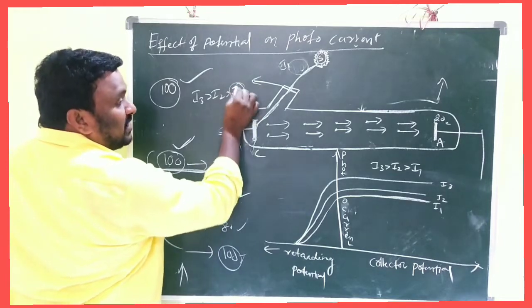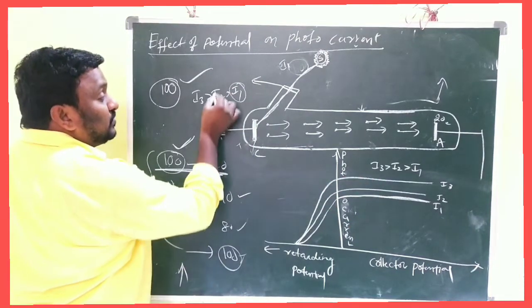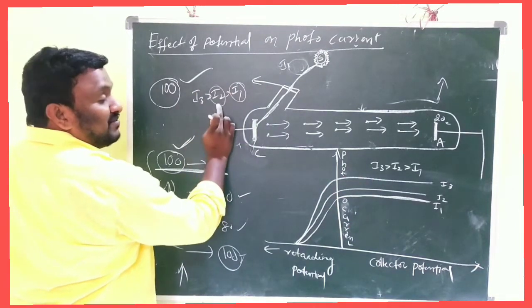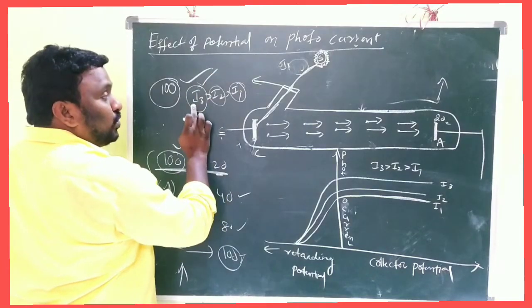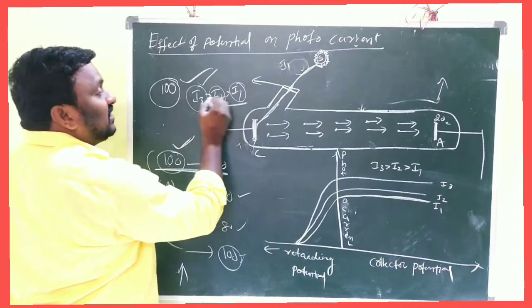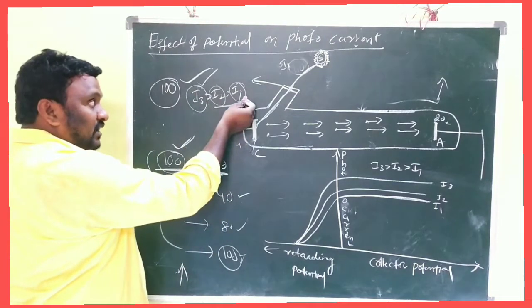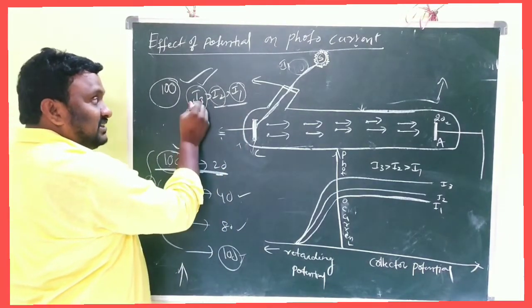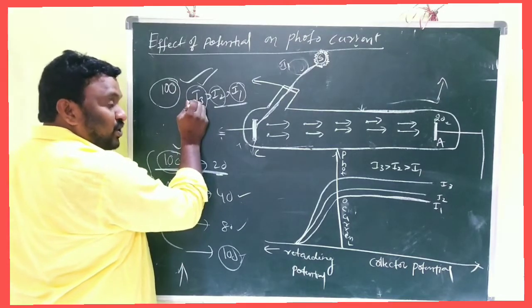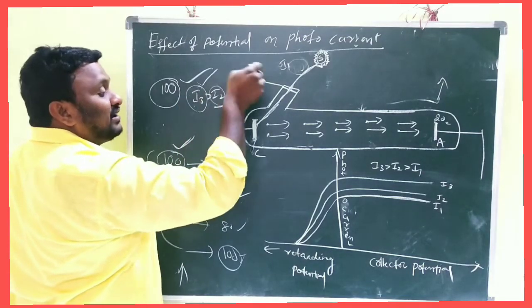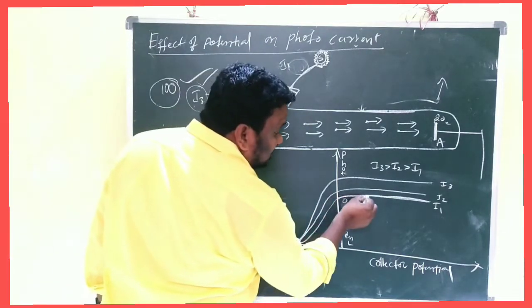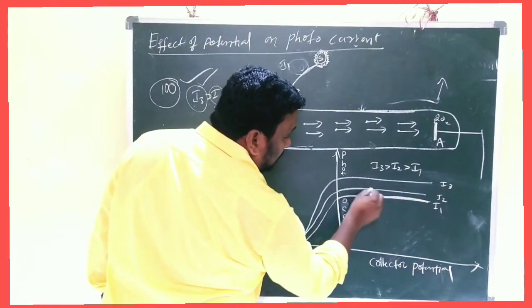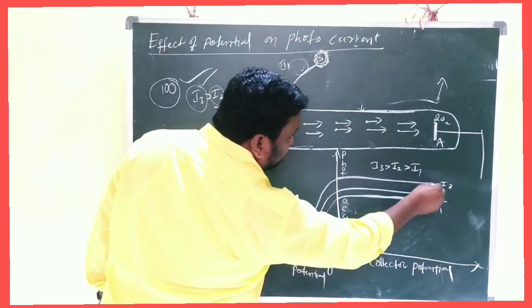For I1 we get a small amount of current in the ammeter, for I2 more than I1 and less than I3. For I3 we get more current than with I1 and I2. When the intensity is more, the photoelectric current is also more. We show this clearly in the diagram like this: I1, I2 and I3.